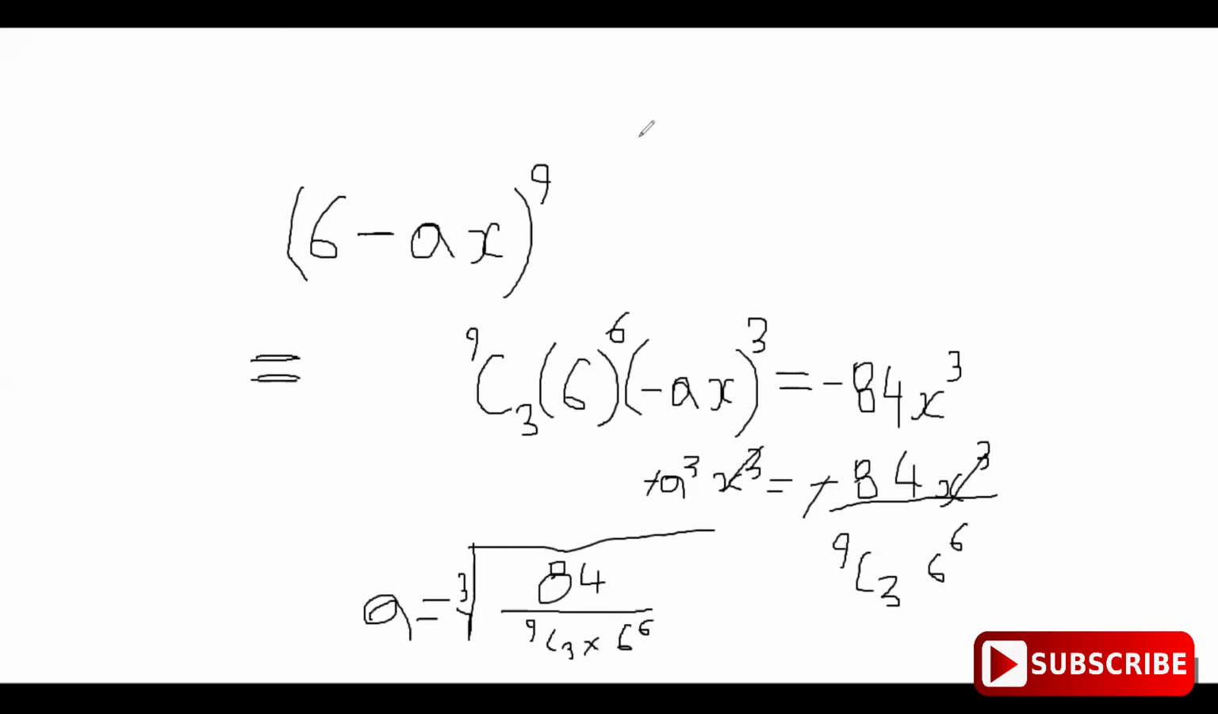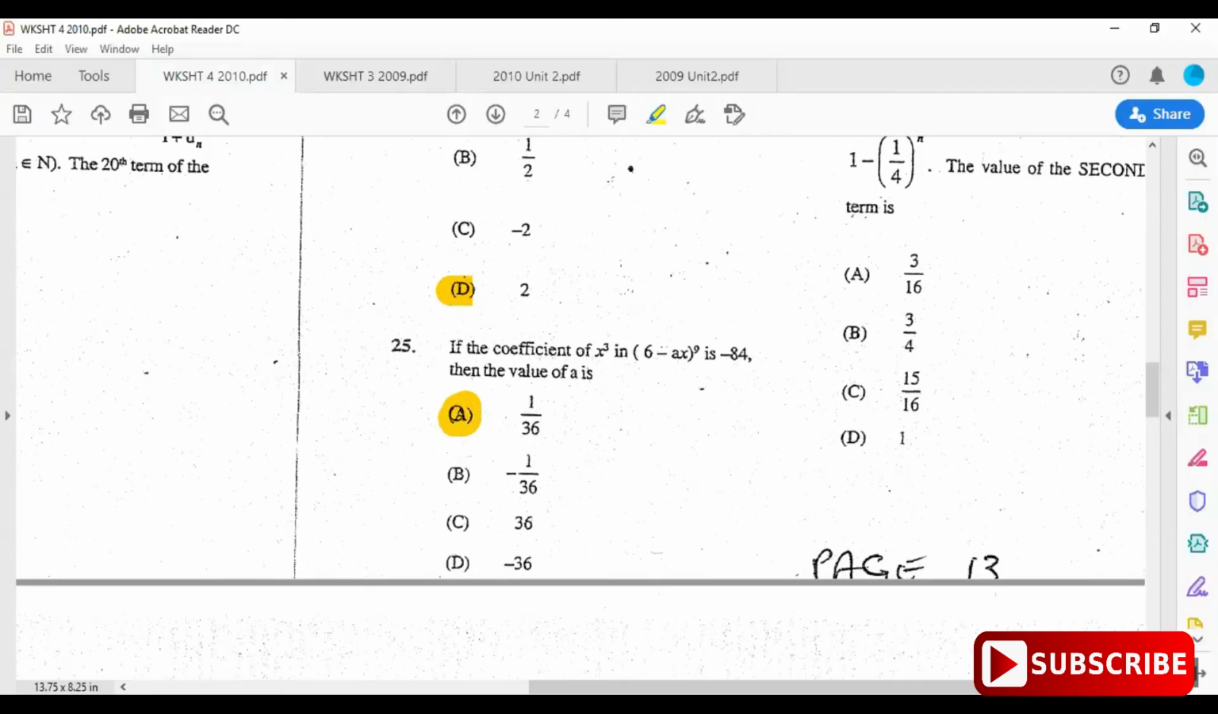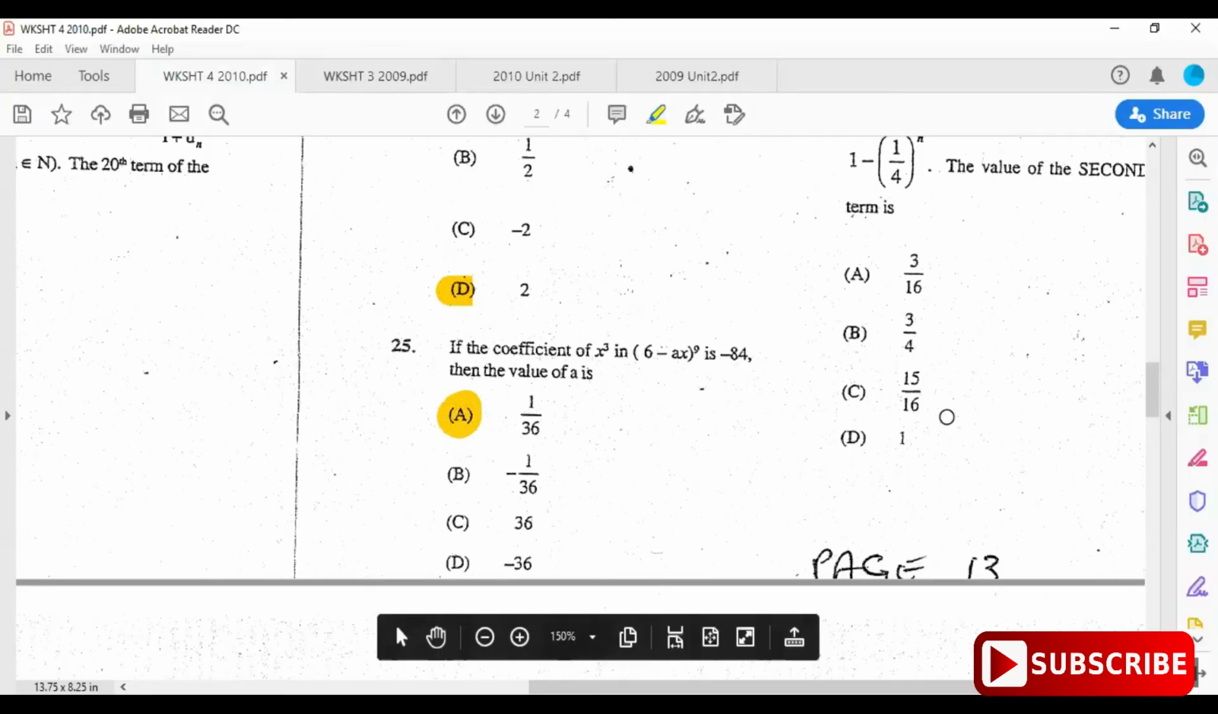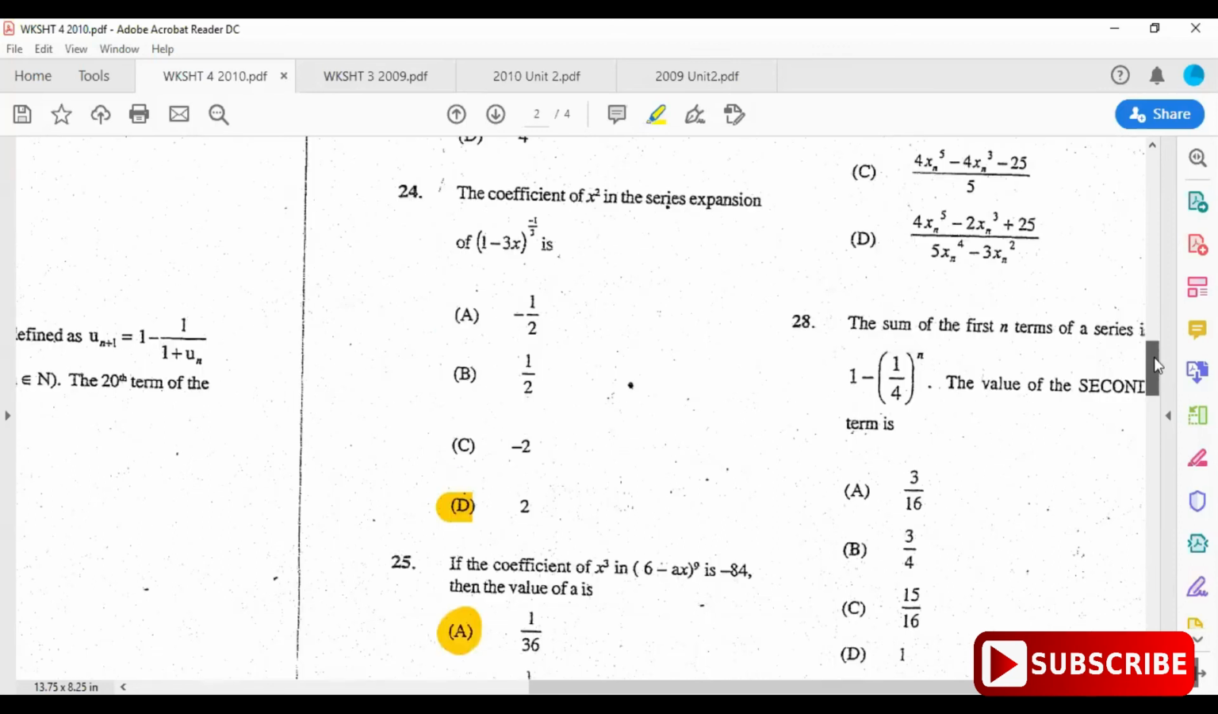So that's the easy way to put it in a calculator, because it's difficult to put all of this in a calculator unless you're putting in a lot of brackets. So you put 84 divided by bracket, 9 choose 3 bracket, 6 to the 6 bracket, then you cube root it. That's a lot to put in a calculator. I prefer putting all of the brackets in the calculator. Oh, okay. All right.